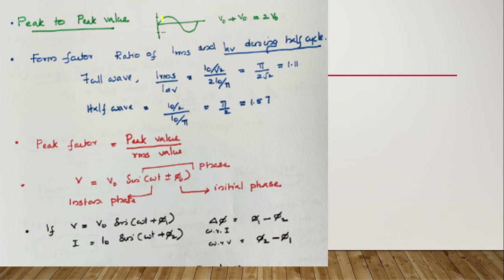See the peak to peak value, from this peak to this point. It is nothing but equal to 2 times V0. In current we can say 2I0. Form factor, a good concept. It is the ratio of I RMS and I average during a half cycle.